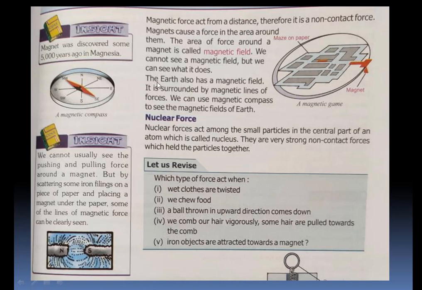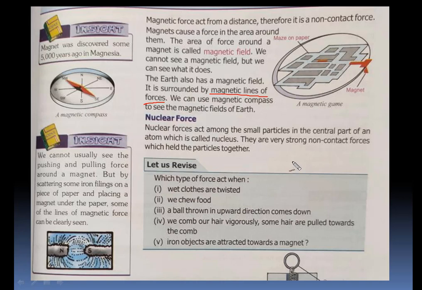The Earth also has a magnetic field. It is surrounded by magnetic lines of force. We can use a magnetic compass to see the magnetic field of the Earth. So here there is one term, it is known as magnetic lines of force. What is the meaning of this?